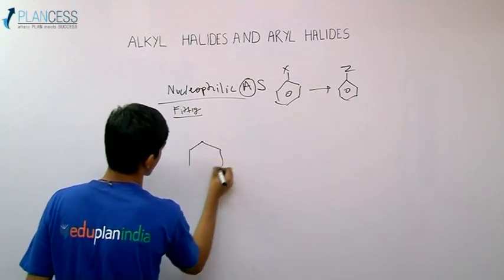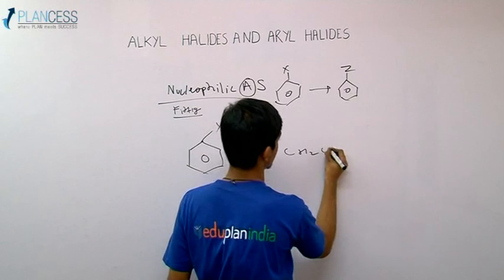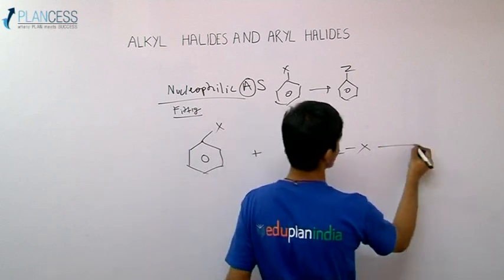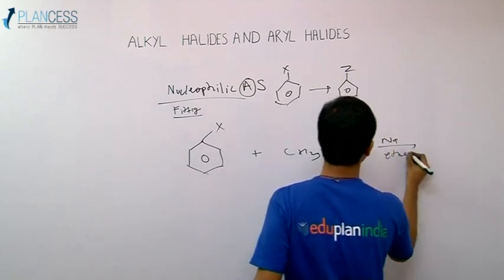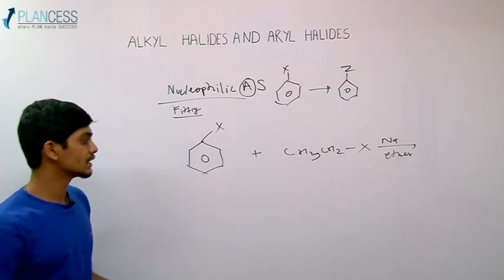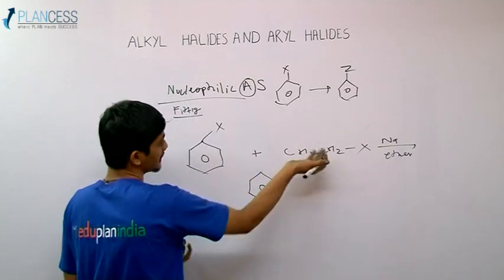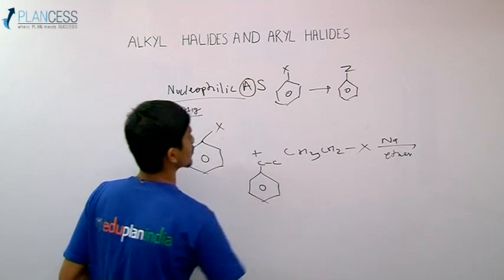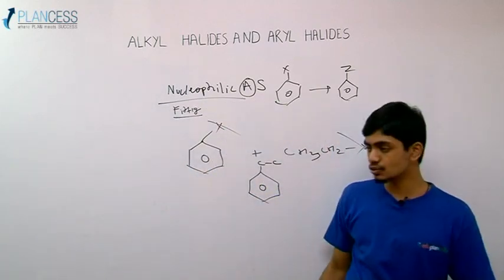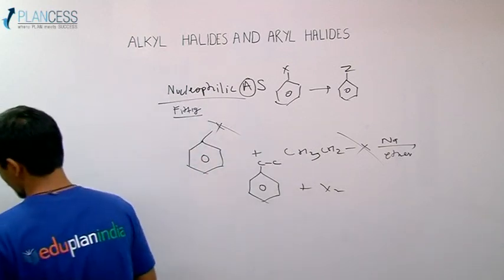What we do is we take an aromatic halide, suppose C6H5X, and an alkyl halide, CH3CH2X. We use the same reagent, sodium in ether. What do you think is the product we get? This is not a substitution reaction, it is a combination of one phenyl and one alkyl group. So this is the product that we get, that is, these two X are eliminated as X2 and we get this type of product. This is called the Fittig reaction.